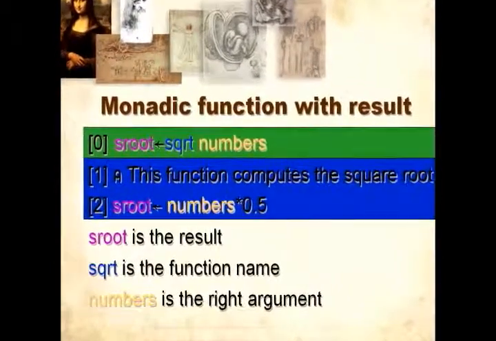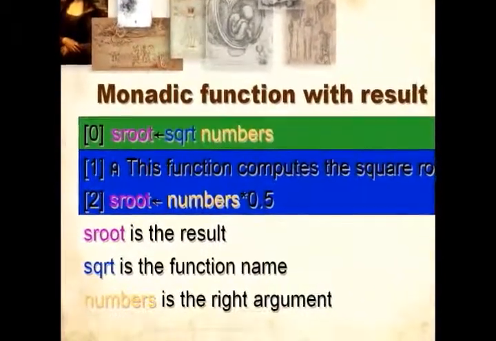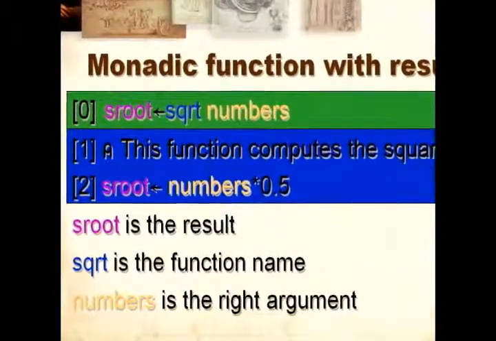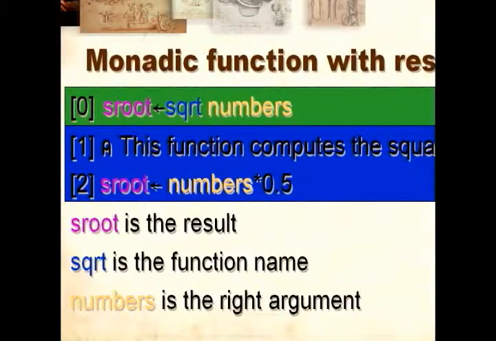Here's one monadic function with a result. sRoot is the name of the variable that will hold the result. sqrt is the name of the function. Numbers is the name of the right argument. Line 1 only has a comment, nothing happens there. This line only explains what this function does. And the bulk of the work is done on line 2, where the square root of numbers is extracted and assigned to sRoot.